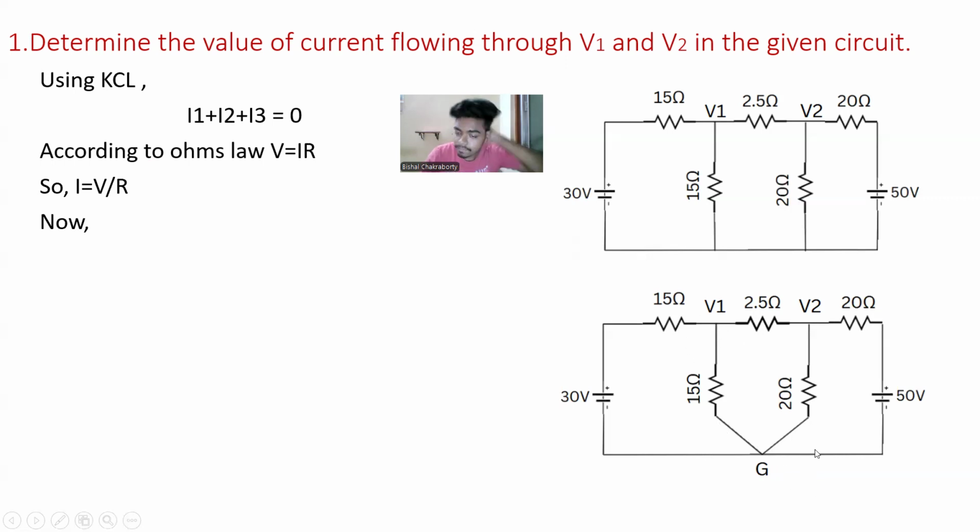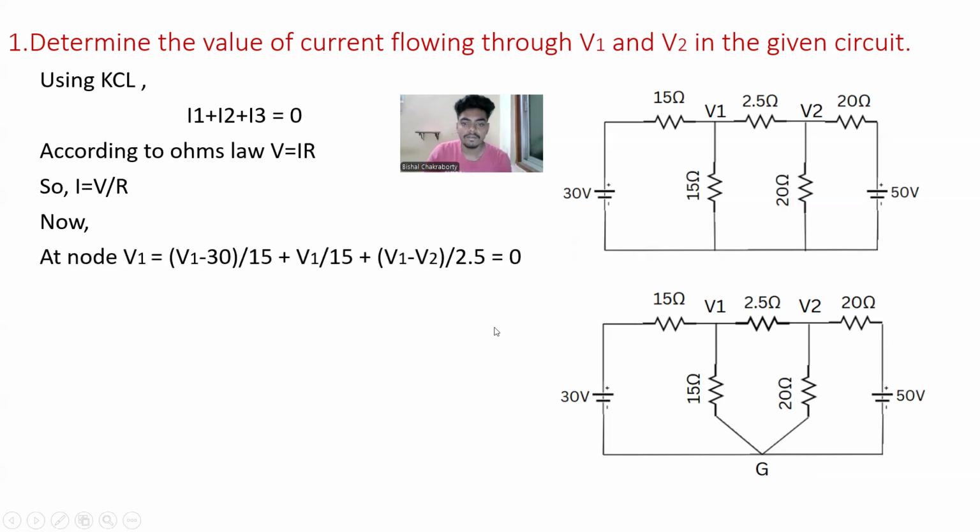Now when we go to solving the problem, firstly, we go for the V1 node. The V1 node is this, and it has three branches. Now we assume that V1 has the highest potential in the whole circuit, so the flow of current will be from V1. Like every current in every branch, current will be leaving from V1. So the flow of current will be from V1 to G. This will be the direction of current.